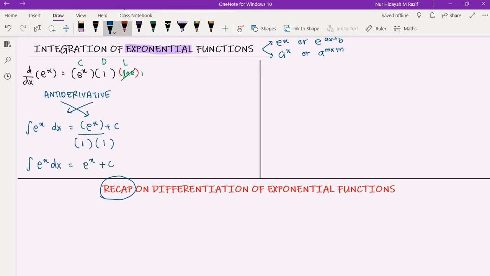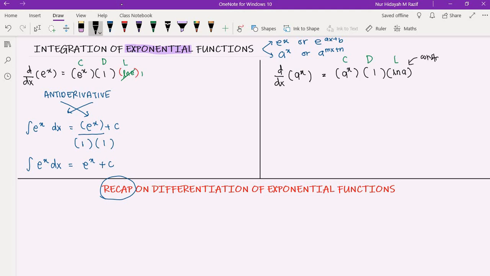It is the same as the other case, where if I have d by dx of a power of x, then we will have 3 brackets. The first bracket is copy everything, then differentiate power, and taking the ln of our base. So in this case, copy everything gives me a power of x, differentiate my power gives me 1, and ln of my base will be ln a. Ln a is a constant, please take note.